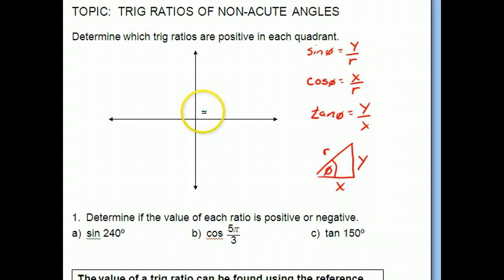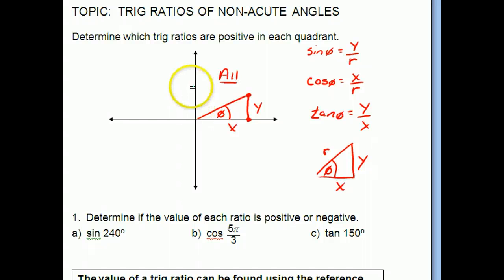If we're in our first quadrant here, all of our trig ratios are going to be positive because y is always positive, x is always positive, and our radius, doesn't matter which quadrant, is going to be positive. So it doesn't matter what we have in the first quadrant, all of our trig functions are going to be positive. The reciprocal functions as well, cosecant, secant and cotangent, their signs aren't going to change if we take the reciprocal of these trig ratios.